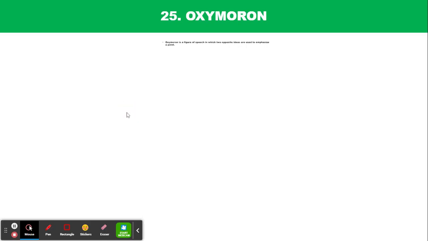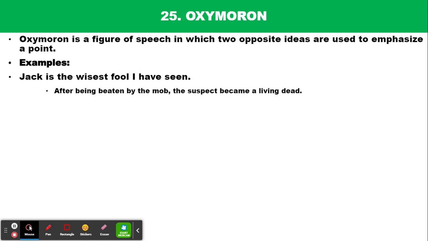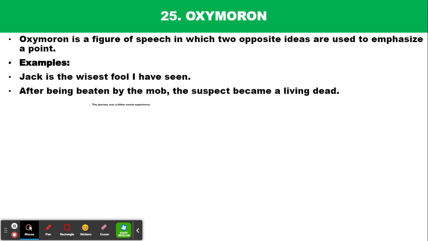Number 25, oxymoron. Oxymoron is a figure of speech in which two opposite ideas are used to emphasize a point. For example, Jack is the wisest fool I have seen. After being beaten by the mob, the suspect became a living dead. The journey was a bittersweet experience.